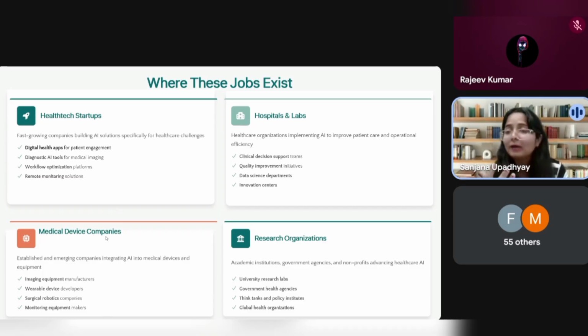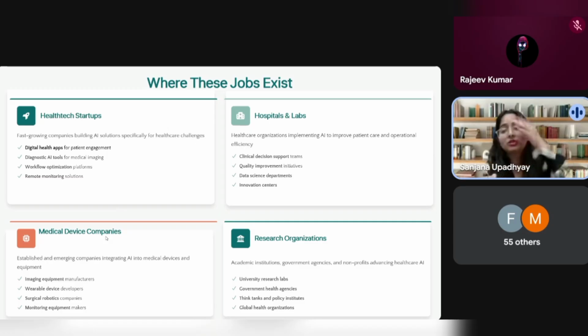Along with that, hospitals and labs. I get people asking me what an MBA in healthcare is. I personally know a few people who did an MBA in healthcare and are now doing hospital management. Those are also places where you can get jobs. Along with that, medical device companies, like imaging manufacturing companies, and in dentistry there are many equipments which we learn about. In all those companies there are job opportunities.